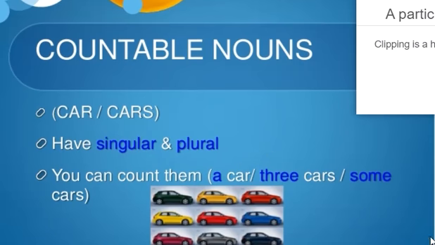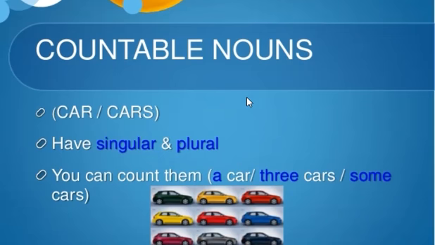As you know, we have countable nouns and uncountable nouns. Countable nouns are those nouns that we can count. In other words, we can have those nouns in two forms, singular form and plural form. When you want to talk about the singularity of something, you use a or an, as we discussed in the last session. And for the plurals, usually, not all the time, you put s at the end of the words.